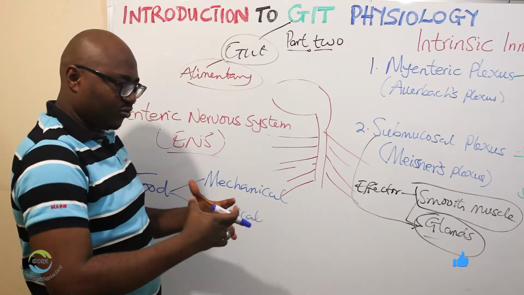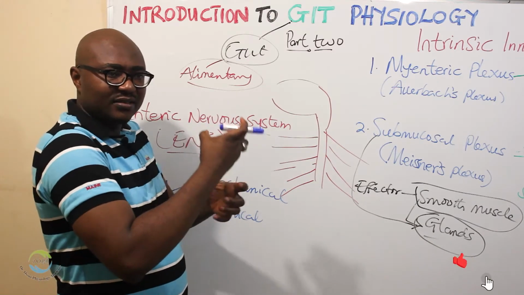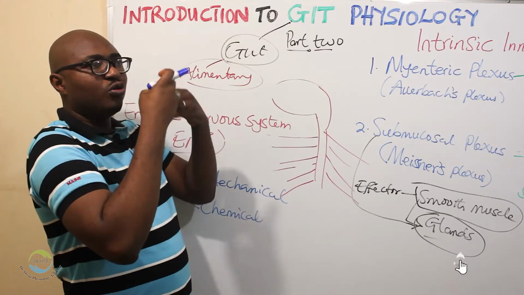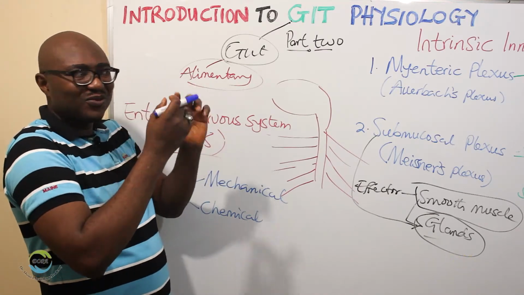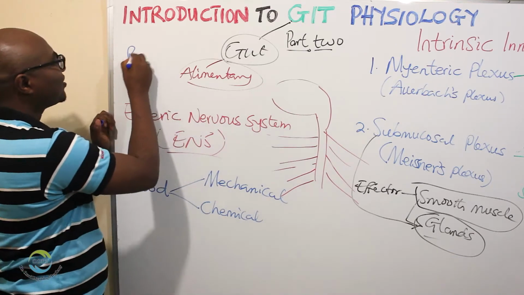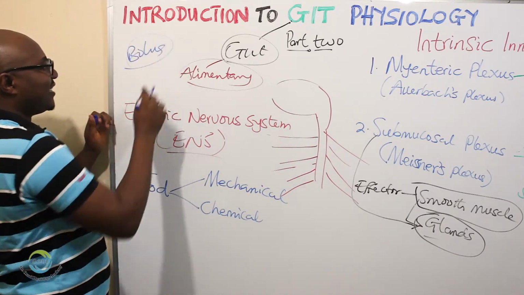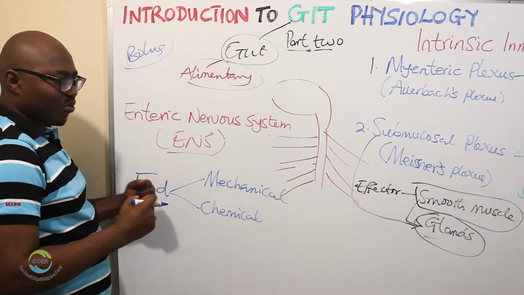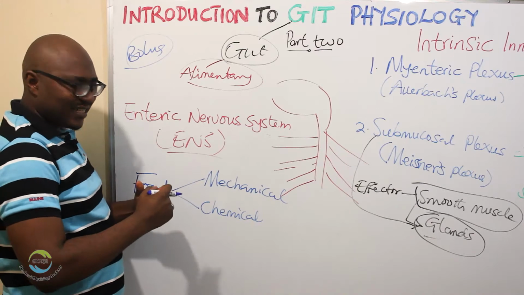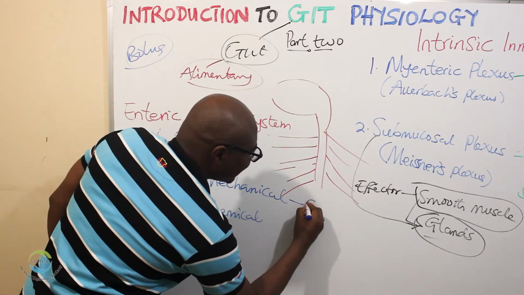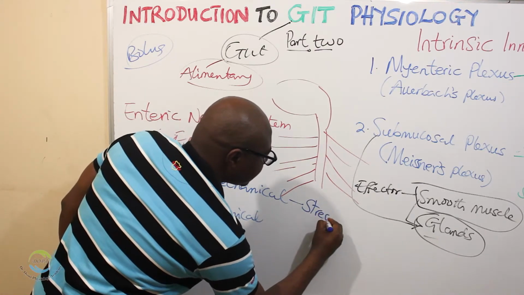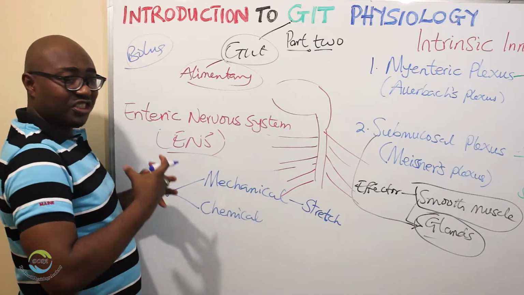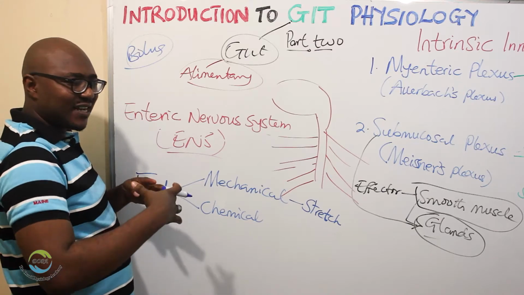Now, food is bulky. It has bulk. When you swallow, you roll the content in your mouth. It now becomes what they call a bolus. Okay? That's like a ball. So it occupies space. So when food enters the GIT, it does what? It stretches it. So it stretches the wall of the GIT.